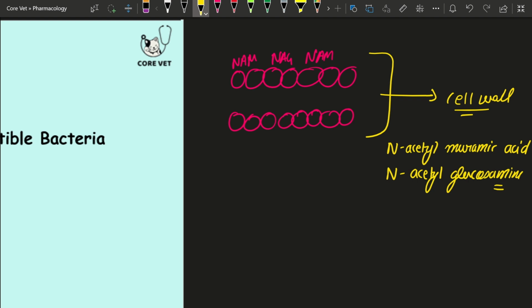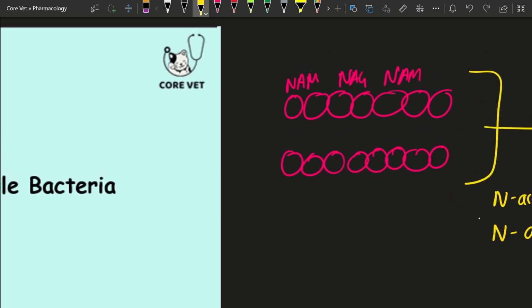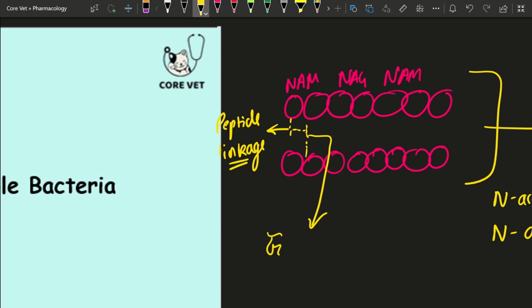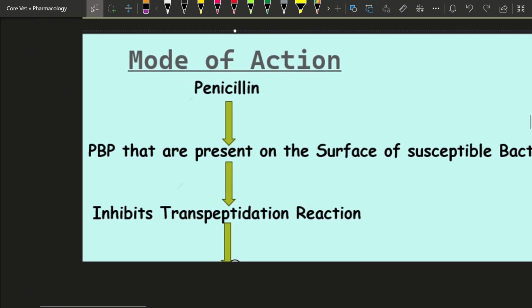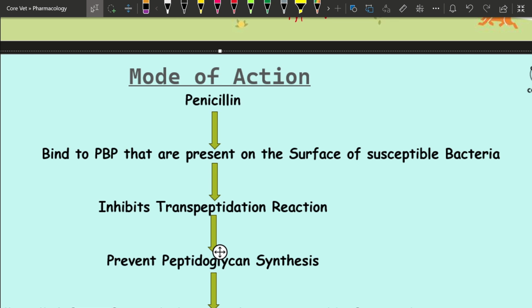Okay, so you had studied in your microbiology that the cell wall has been synthesized by the alternating unit of NAM and NAG units, right? And the two chains of the NAM and NAG units are attached by the peptide linkage, right? The process that is used to make the peptide link between the two chains is the transpeptidation reaction, right? Okay, so this was the basic that you should remember before understanding the mode of action, right? So now if we are going to discuss the mode of action of the penicillin, what does it do? So on the cell wall, wait a second.